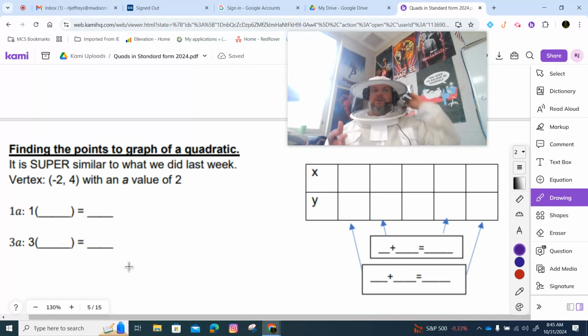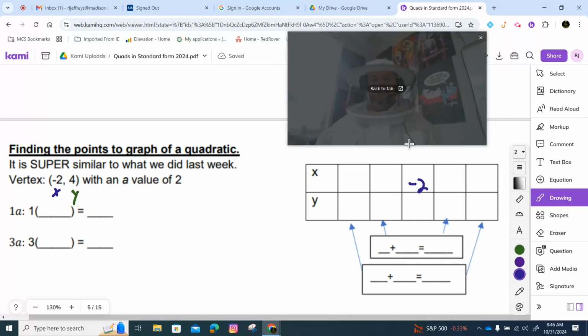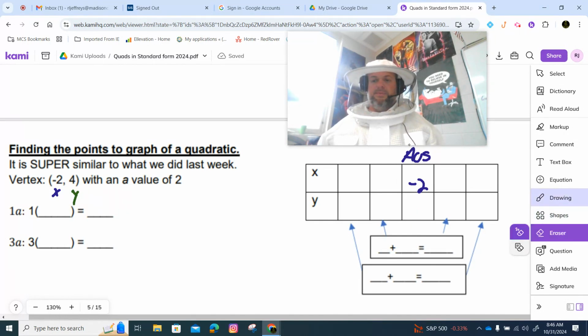Now, this is not what we did last week. This is what we did a few weeks ago with the absolute value. Okay, so this is our X for our AOS and our Y. Our Y, our vertex goes in the middle.